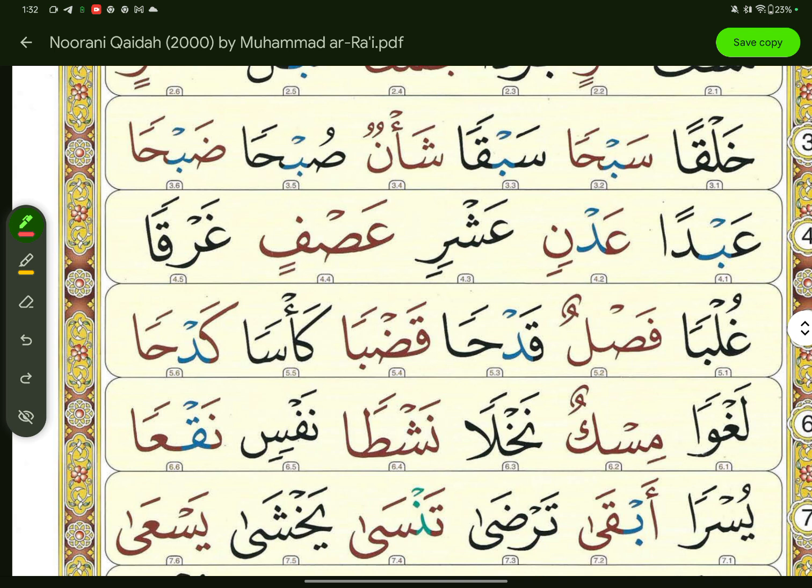Next one. Kadhan. Yeah, very good. Next one. Lagan. No, lagwan. Yeah, lagwan. Just remember to grate your throat a little bit. Lagwan. As well, ghain and kha come from the same area, so they have to sound similar in some respect.